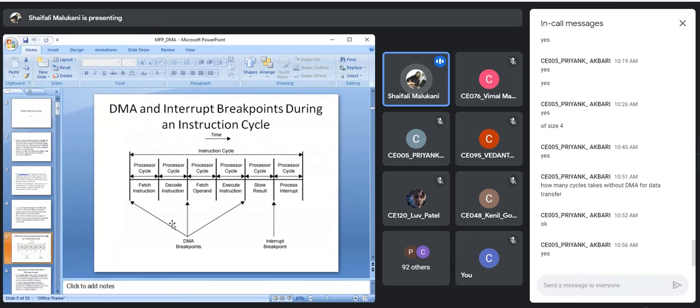So the point here is that an interrupt will be served at the end of the instruction. If you have fetched the instruction, you have to complete that instruction, then wind up.